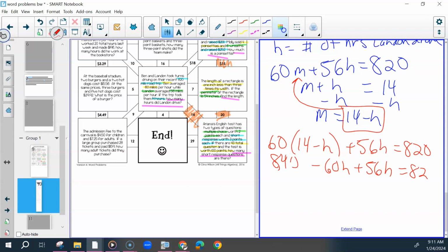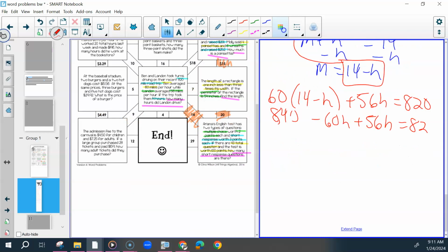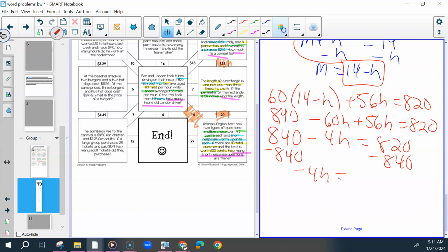Is that right? 60 times 13. And then if we combine our like terms, we have negative 4H. And our H, when we solve, is what? 5 hours.